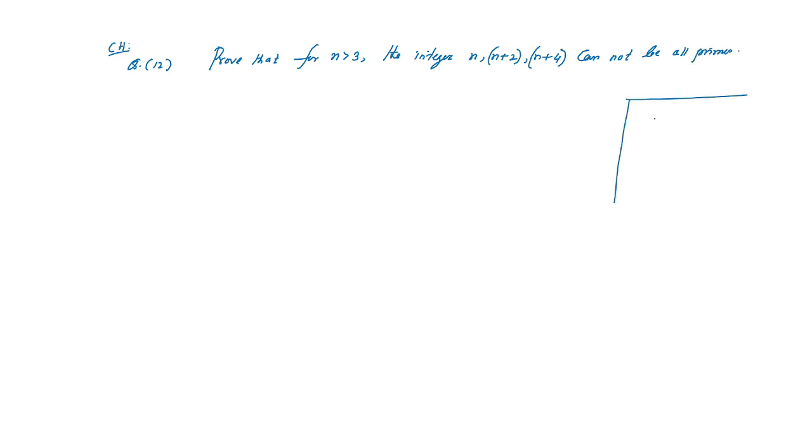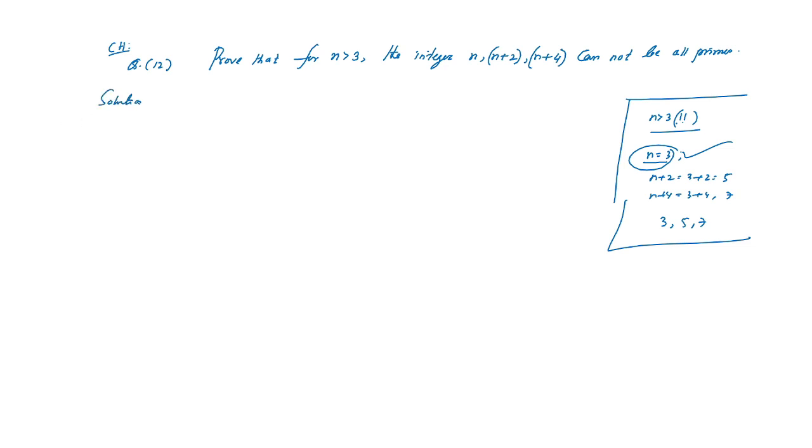Why is it taken n greater than 3? Because if we put n equals 3, what will happen? n plus 2 will be 3 plus 2, 5, and n plus 4 will be 3 plus 4, 7. And you will see 3, 5, 7 are all prime. This only happens for n equals 3. But if we take n greater than 3, this possibility does not occur. So how to solve this problem? We'll come to the solution here.